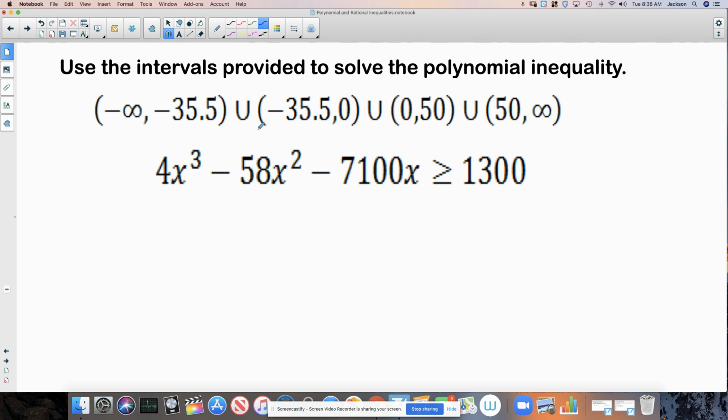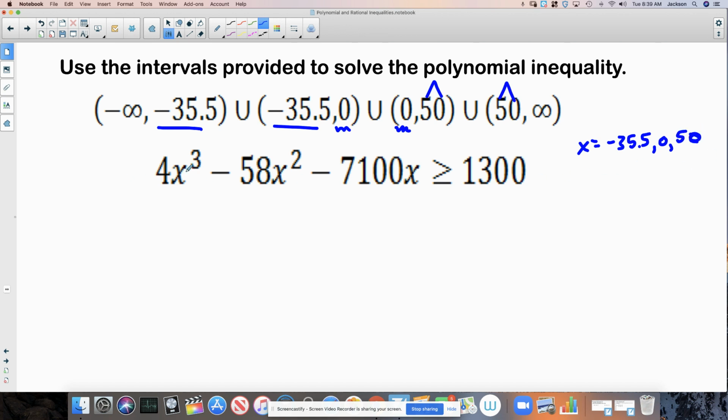All right, so let's shortcut this one a little bit. So here's a polynomial inequality, and the intervals have already been provided for us. When you look at the intervals that have been provided, understand what we're looking at here. You can see here and then here, trying to make these indications that they're the same numbers. What do we see? These three breaking points of these intervals, those are our three zeros. So we know that negative 35 and a half, 0, and 50 are the zeros of this function.